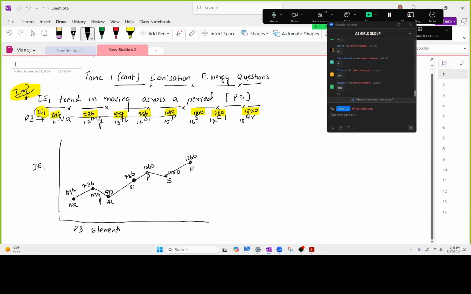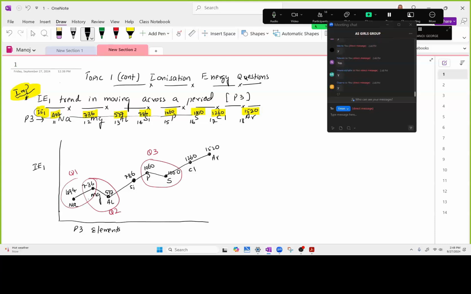And then we go all the way to 1520, which is still going up. So that's 1520, which is argon. Now, this is the ionization energy trend in period 3 elements. Do you notice a staircase kind of diagram?